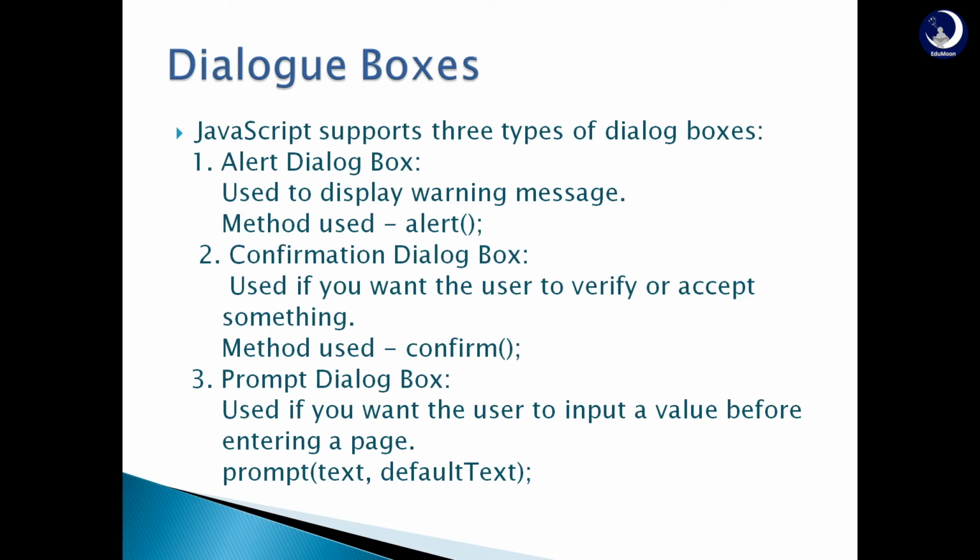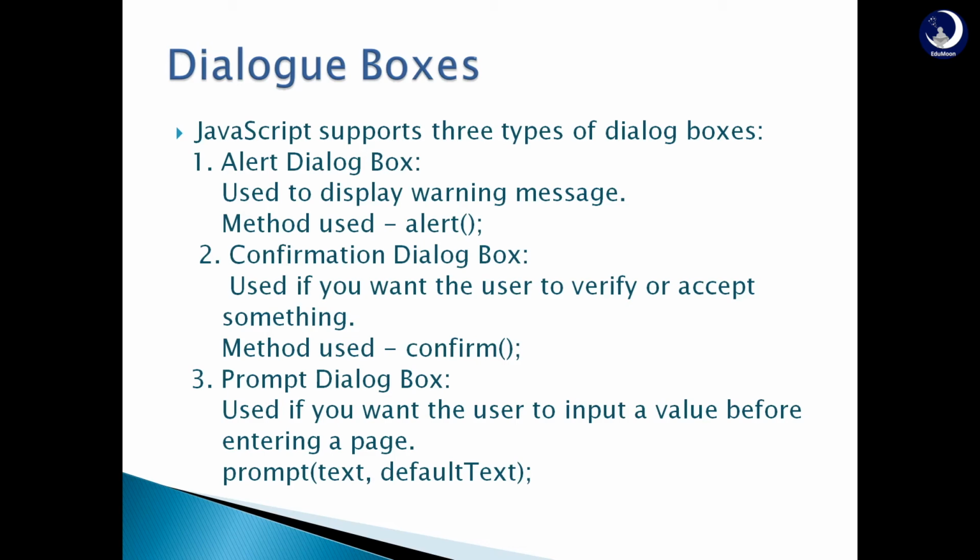Confirmation dialog box. This is used when you want to confirm something from the user. It consists of two buttons, OK and cancel. When the user clicks on OK, it returns 1, and when the user clicks on cancel, it returns 0. We can make use of these return values also. We will see in the example. A confirmation dialog box can be created by using the confirm method.